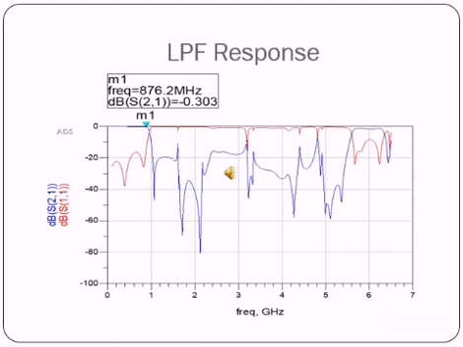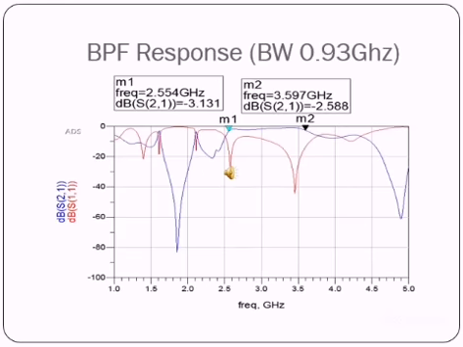The waveform for the S11 and S12 parameters obtained for the LPF after simulation and optimization shows the bandwidth of 876.2 MHz. The response for the band pass filter shows the S11 and S21 parameters. As shown, we have obtained the bandwidth of 0.93 GHz, which is quite near to our requirement. Thank you.